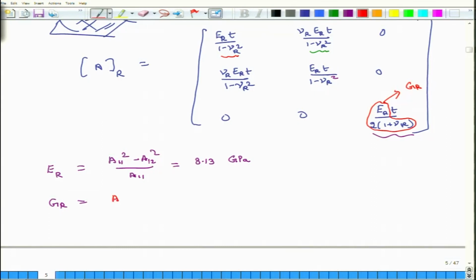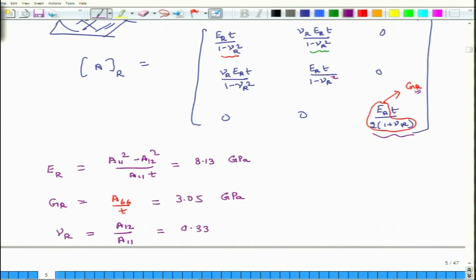So, GR is equal to A66 by T. Actually, I am sorry, there is a small error here, I should divide this by T also. So, this works out to be A66 divided by T. GR into T is the same as A66. Okay. So, this works out to be 3.05 GPa, and nu R is equal to A12 divided by A11, and that comes out to be 0.33.